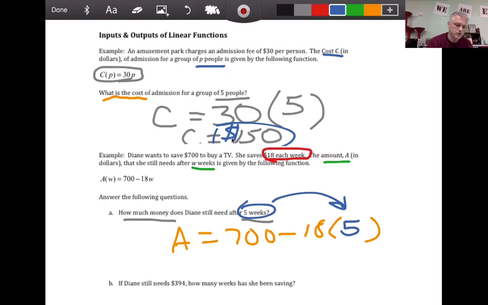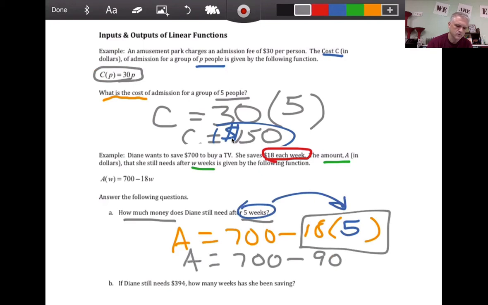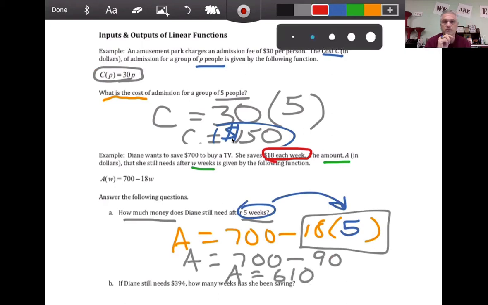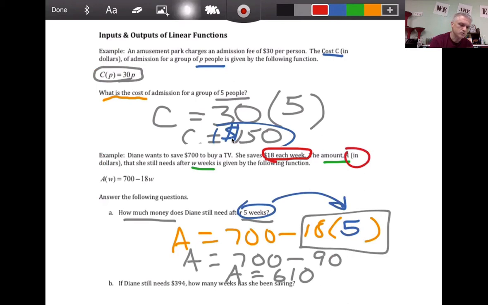Everything on the right side of the equation, simplify it. PEMDAS or GEMS, however you were taught it. You're going to take multiplication, 18 times 5 is 90. 700 minus 90 is 610. Last thing you need, the label. A is in dollars. So we're going to make sure that we put a dollar symbol. Cool beans.